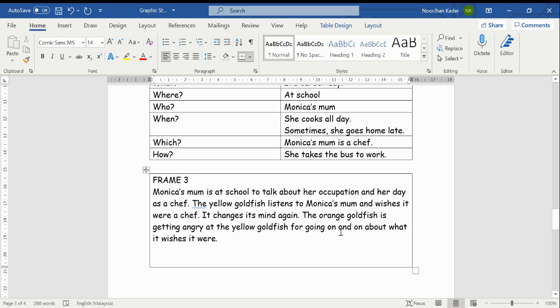Okay, so this is good. You can also see that we have here how many sentences? 1, 2, 3, 4. But the fourth sentence is a bit longer because we are almost summarizing the story. So that is why I have written the last sentence, the fourth sentence, a bit longer about the orange goldfish, because the visual storytelling is coming to an end and we have to summarize the story. So when we write the narrative for the fourth frame, it will be somewhat like a simple summary of the story and what we have learned from the story.